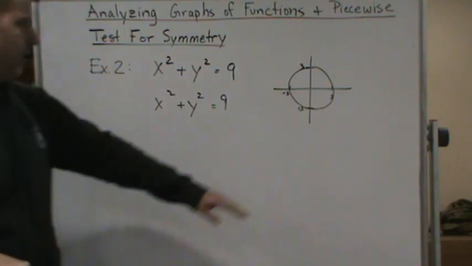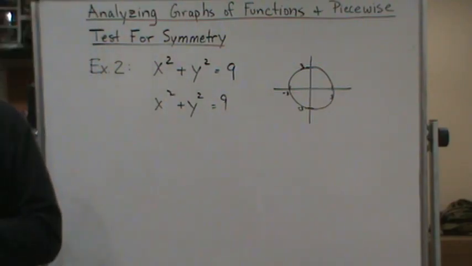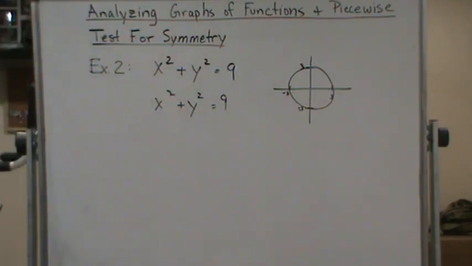And of course, as we saw with the graph, it's obvious from the graph that it has all 3 symmetries.